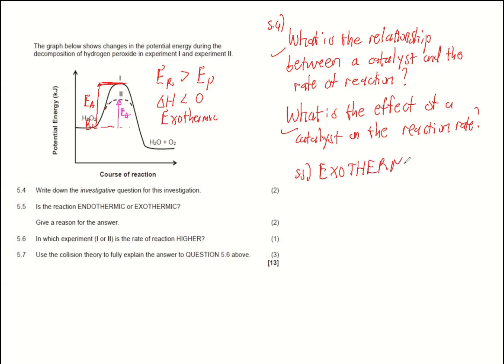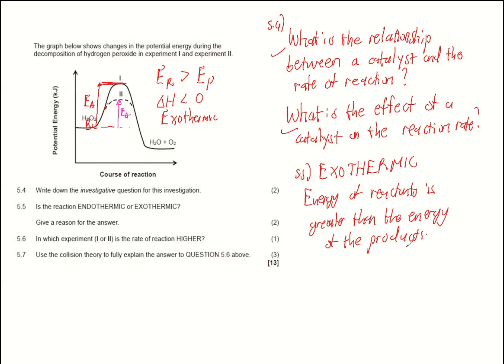And then give a reason for that. The reason: energy of the reactants greater than the energy of the product, right? Energy of reactants is greater than the energy of the product. So that's something that we can see right there. The energy of the product is less than the energy of the reactant, or the energy of the reactant is greater than the energy of the product. Okay, so that's how you were supposed to answer that.